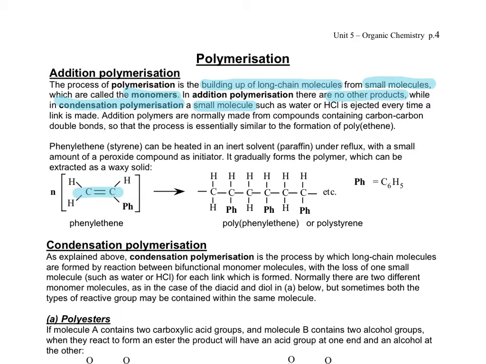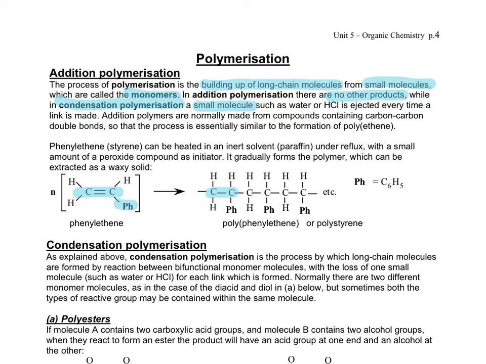So, for example, if you had phenylethene, where the Ph there represents the phenyl group, the C6H5 group, those would join together to make a chain where you have the repeating unit, where the carbon-carbon double bond is turned into a carbon-carbon single bond, and that then continues to repeat as it's a long chain molecule.